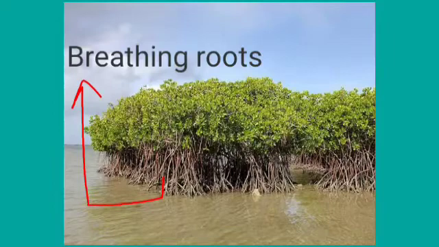Whatever plants grow in that type of area are called mangroves. Kids, their roots do not get air as the soil is covered with water. If the water content is more, the roots do not get sufficient air to breathe, so the roots grow out of the soil and water to breathe easily.